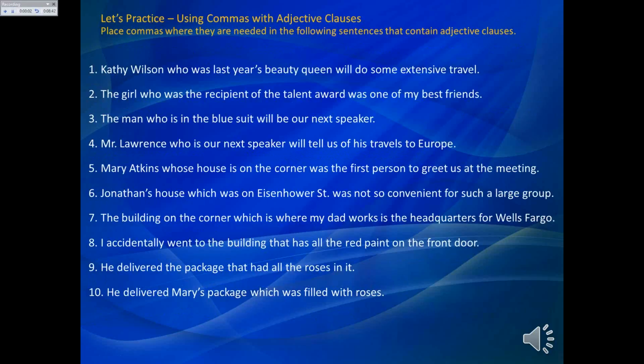Now it's time to see if we can figure out where the commas go in these adjective clauses. So you're going to read the sentence, you're going to identify the clause, and then you're going to ask yourselves these questions. Do I have to have this information in order to identify who I'm talking about? Hopefully you can answer that. It's pretty clear. I've got her name, right? So I really don't need to know this in order to tell who I'm talking about.